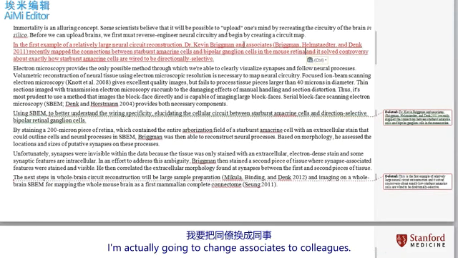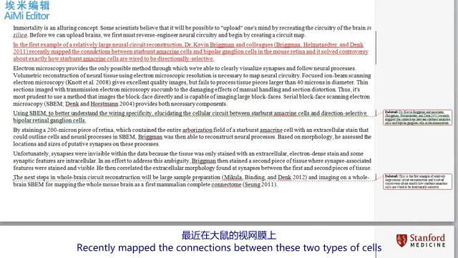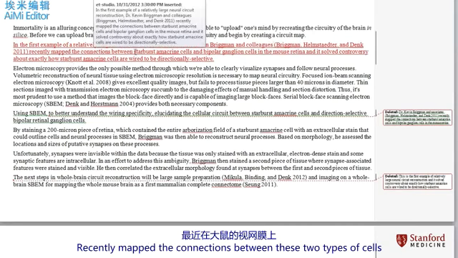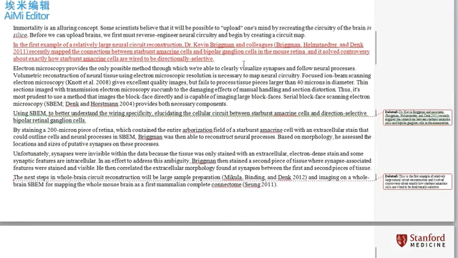Kevin Brigman and associates, I'm actually going to change associates to colleagues. Associates sounds a little bit too much like a law firm, so colleagues, recently mapped the connections between these 2 types of cells in the mouse retina. And I'm going to end the sentence there.